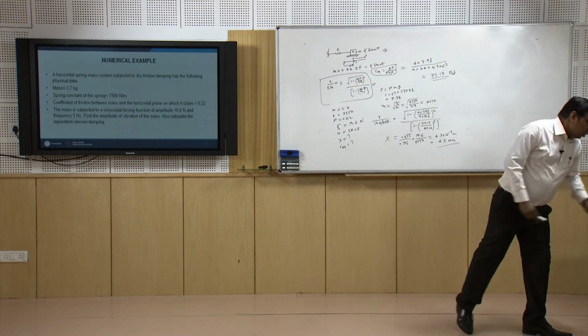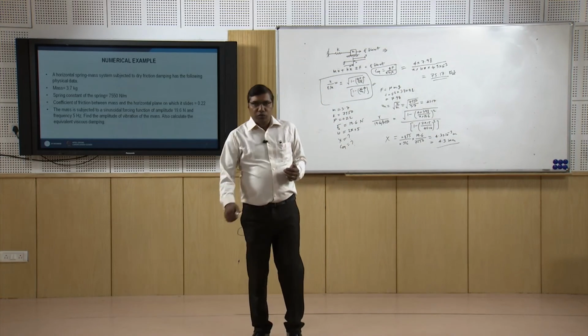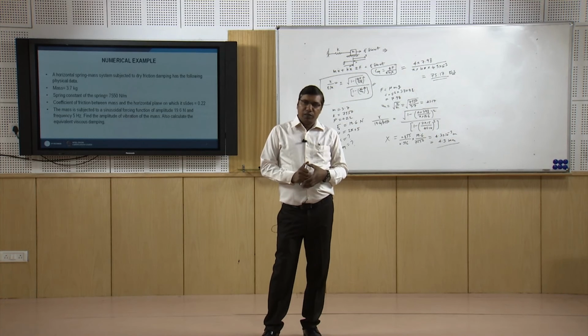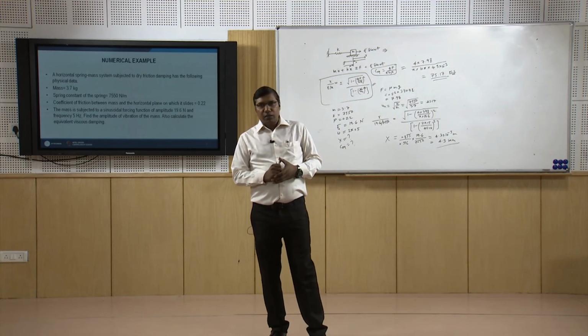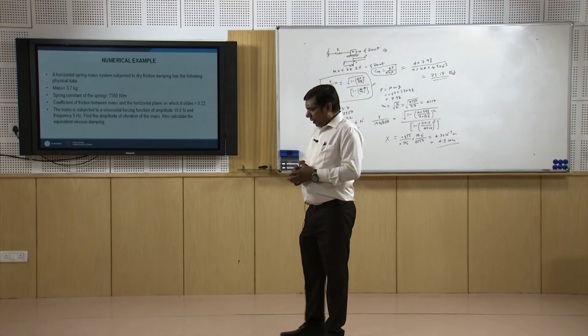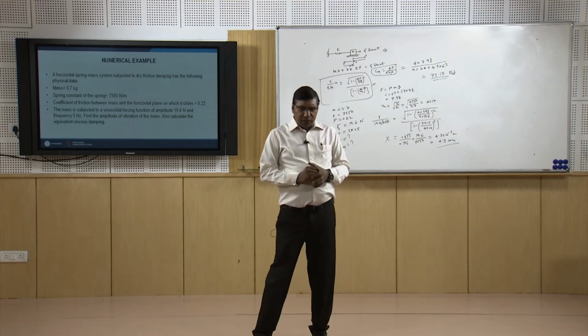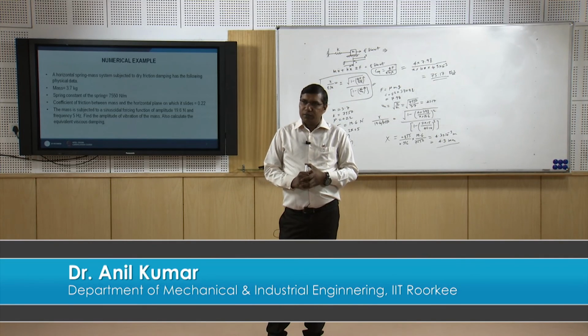So thus we understand that to solve the case of the Coulomb damping, we can convert it into the equivalent viscous damping, and then all the expressions that we have derived for the viscous damping can be used here, and we can find the amplitude of vibration of the system.